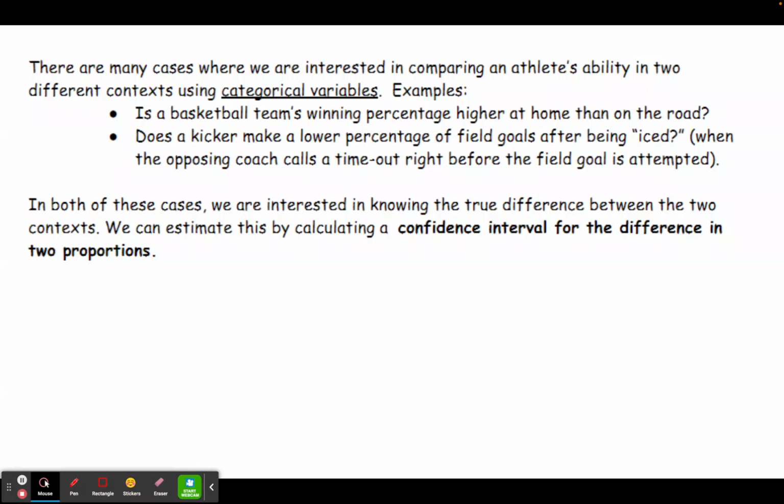Or we might want to know whether a field goal kicker makes a lower percentage of field goals after being iced, when the opposing coach calls a timeout right before the field goal is attempted. In both of these cases, we want to know the true difference in the two proportions, or the proportion that we calculate in each context. And so to estimate this, we'll calculate a confidence interval for the difference in two proportions.